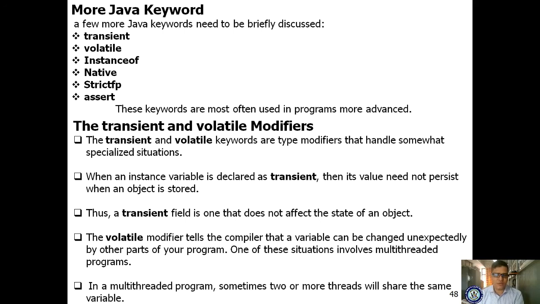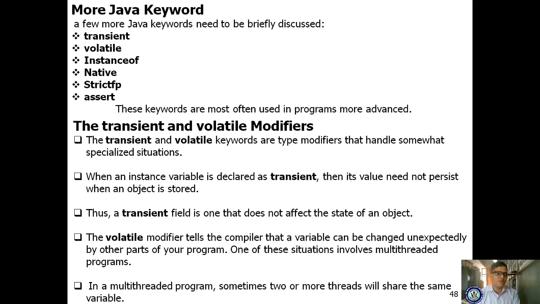Thus a transient field is one that does not affect the state of an object. Transient means it doesn't store the previous value. Whatever value exists currently, it will hold. It is just like static as well as non-static. Okay, let us see volatile. The volatile modifier tells the compiler that a variable can be changed unexpectedly by other parts of your program. So if you use the keyword volatile, it tells the compiler the variable can be changed unexpectedly by other parts of your program.